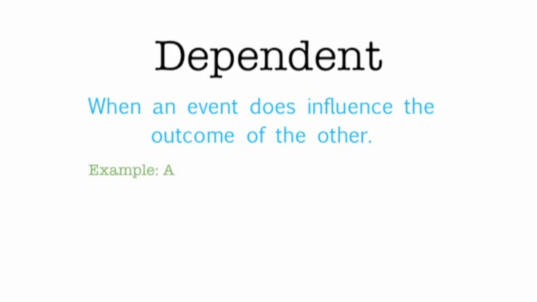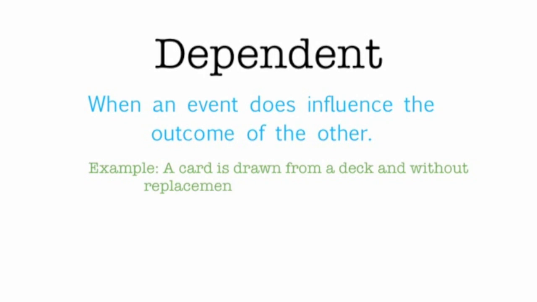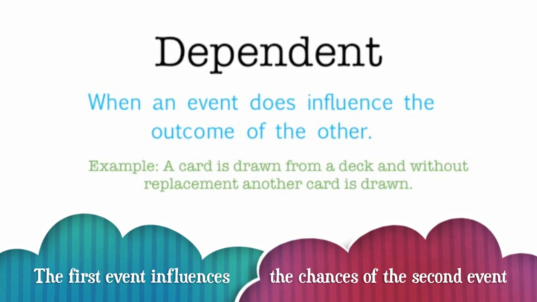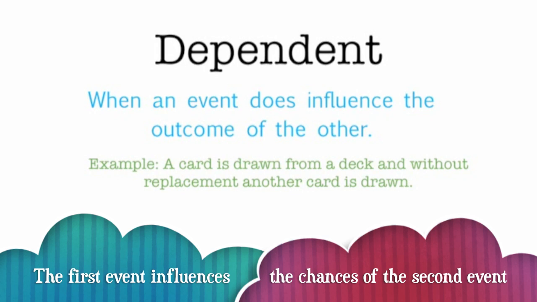If a card is chosen from a deck of cards and not replaced, and another card is chosen, the probability for the second card is affected because there is one less card in the deck.